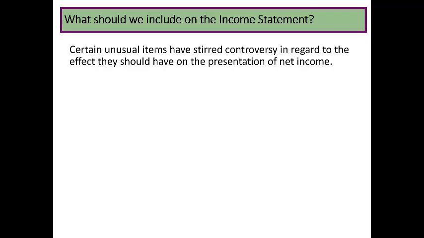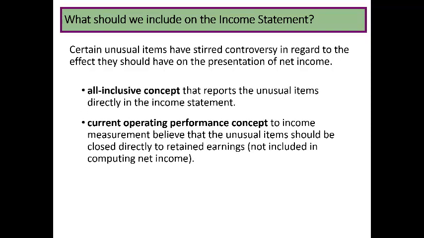So certain unusual items have stirred controversy because people aren't sure if they should be part of net income. So there's this all-inclusive concept, which suggests that the income statement should present all changes in financial position, everything that got you from the balance sheet on December 31st, 2019 to the balance sheet on December 31st, 2020. That's the all-inclusive concept. You want to report everything, including unusual items, directly in the income statement.